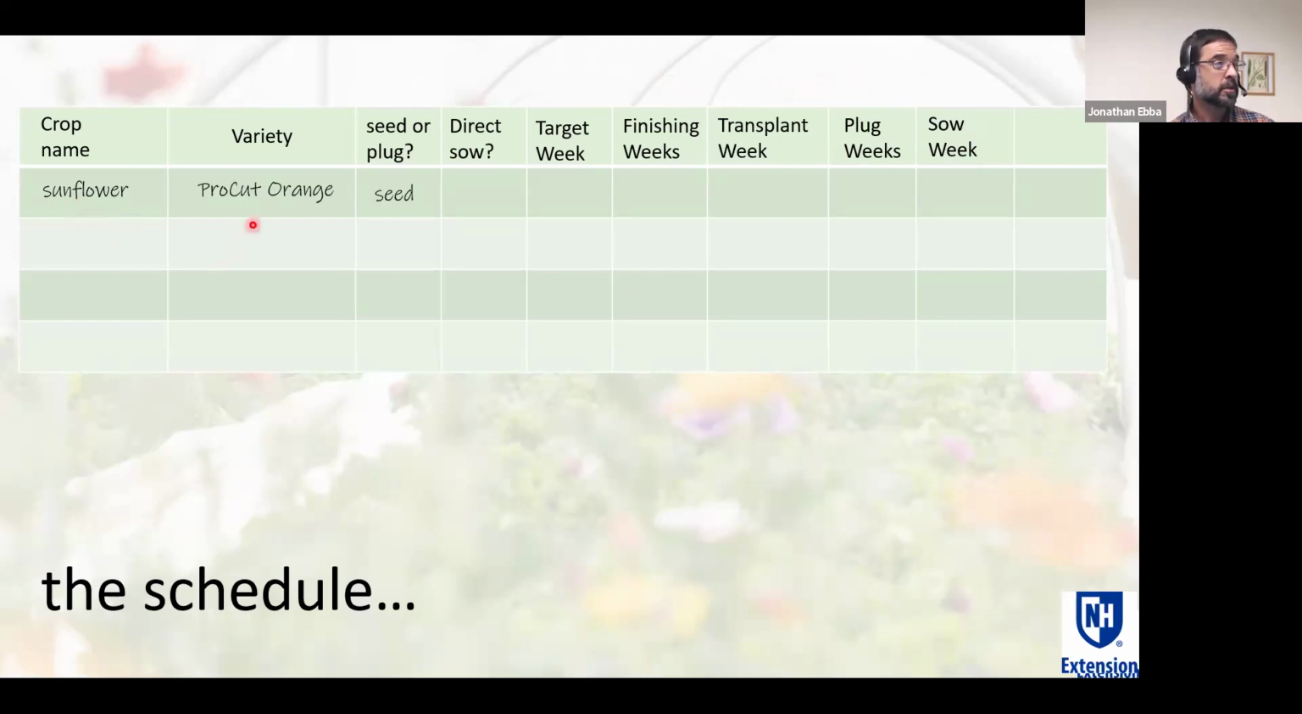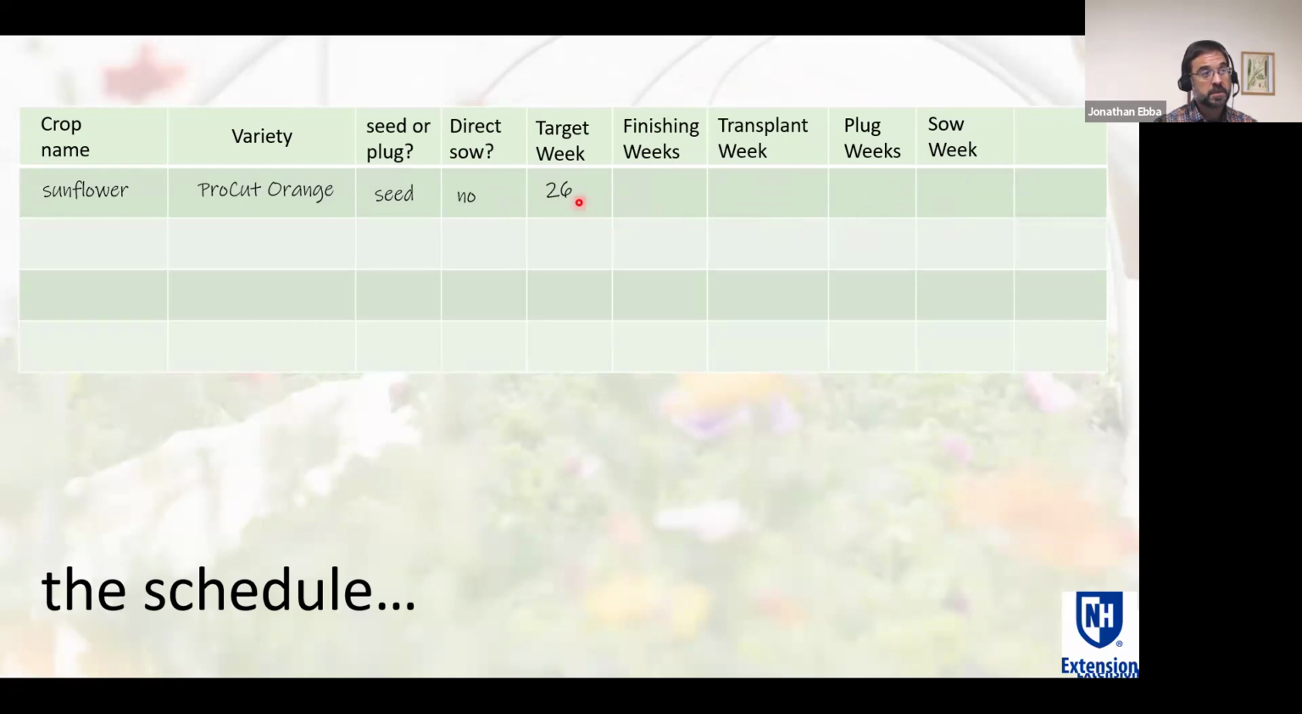Sunflower Pro Cut Orange. Let's say I'm going to do this one from seed, and I'm not going to direct sow it. So which of these am I going to have to fill in if I'm not direct sowing? It's going to be all of them, right? And I know it's kind of breaking our brain because we're looking at it backwards, but that's how the scheduling is going to work. So I'm putting these things out here in reverse chronological order because this is how we're going to build that schedule.